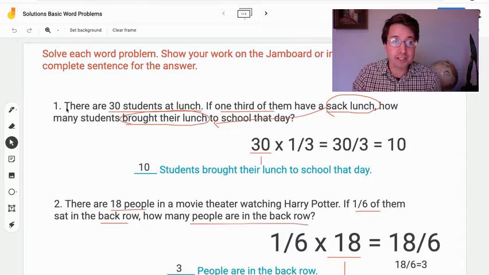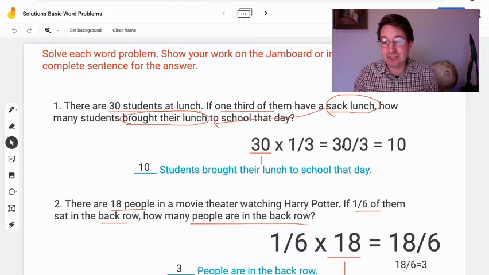The first question says, there are 30 students at lunch. If 1/3 of them have a sack lunch, how many students brought their lunch to school that day? Go ahead and underline the important parts. 30 students, 1/3, and then you have to know that bringing a sack lunch is the same thing as bringing their lunch. So it's the same people, right? So 30 times 1/3 is the same thing as 30 divided by 3, which is 10.